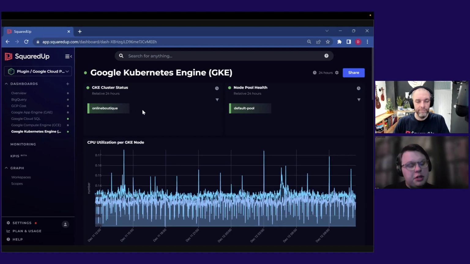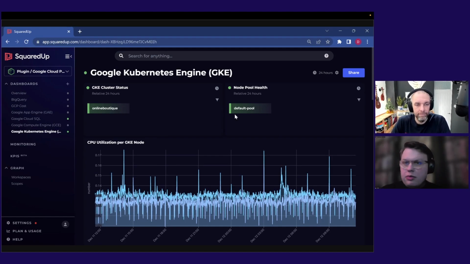Essentially, if there were any issues with the availability of the cluster, any scaling issues, or any issues with the node pools that belong to this cluster, this would turn red. And we have a monitoring alert set up on here as well. So if there were any issues, you'd find out via our monitoring feature.